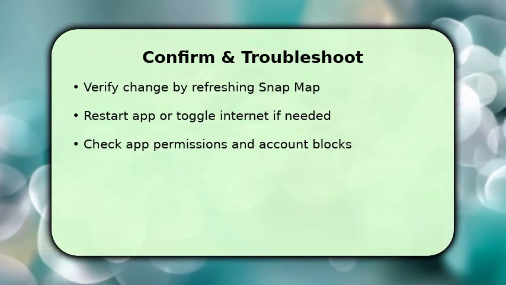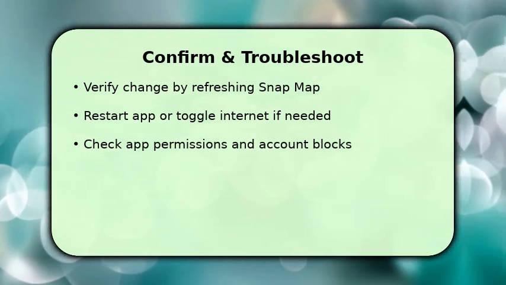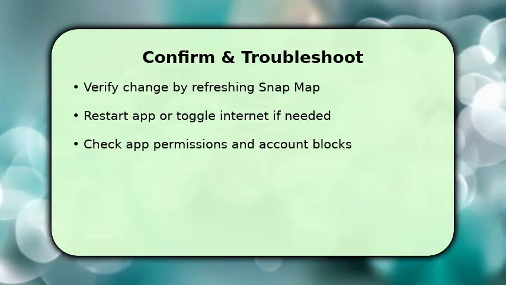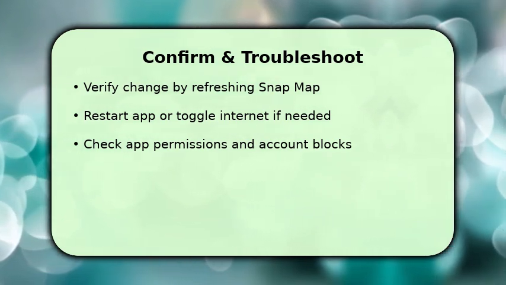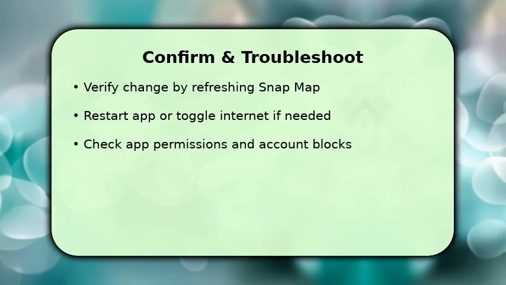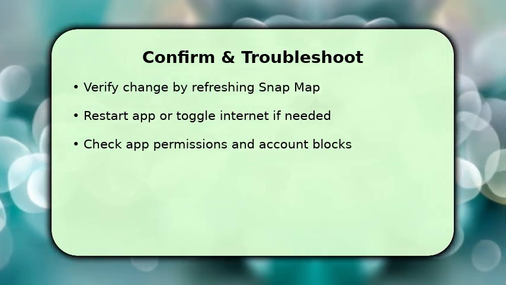If the change doesn't stick, force close Snapchat and reopen it, or toggle Wi-Fi and mobile data to prompt a sync. Make sure Snapchat has location permissions in your device settings. If problems persist, check whether you've blocked the friend or vice versa, because blocking alters visibility differently.